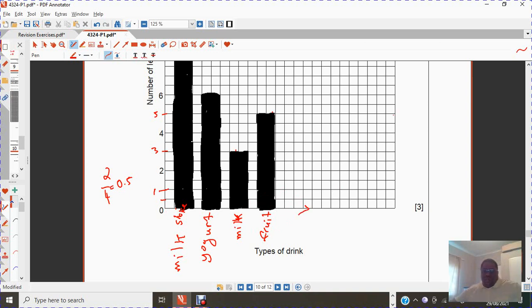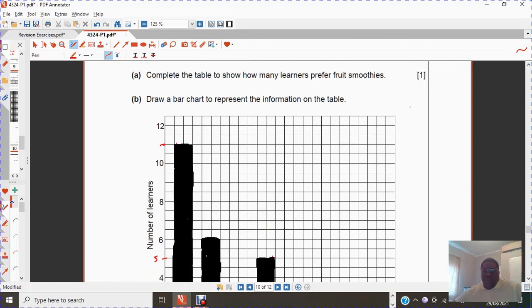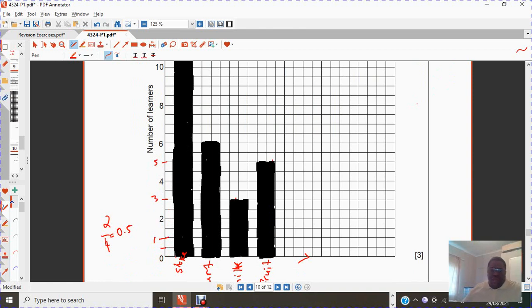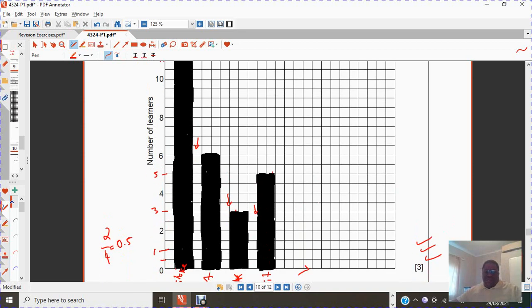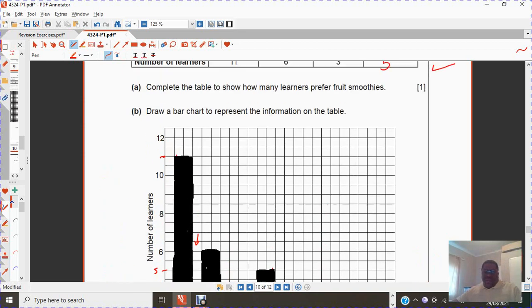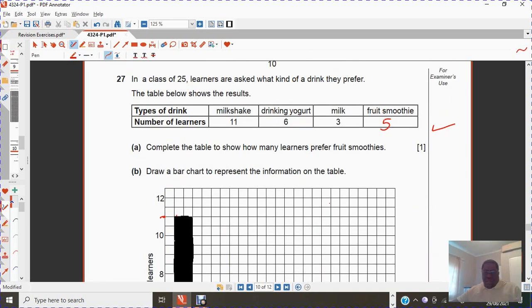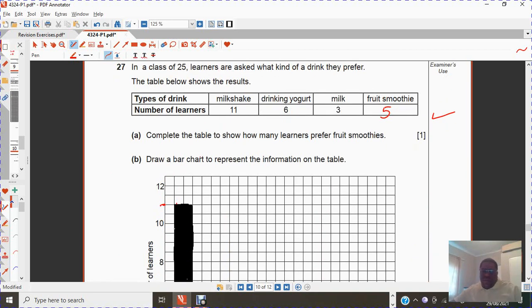It's very important that you do understand how to space the graphs and equal spaces between your bars. They don't join, so the spaces should be equal. I could have decided to take 2, but you get the idea. Also from that, you can clearly see what the question is saying: a lot of learners prefer milkshake because the bar is quite high.